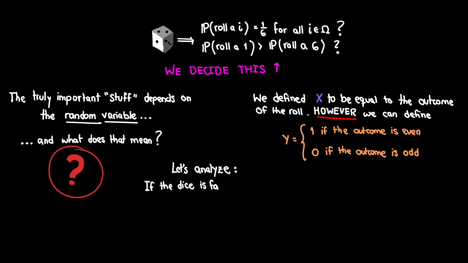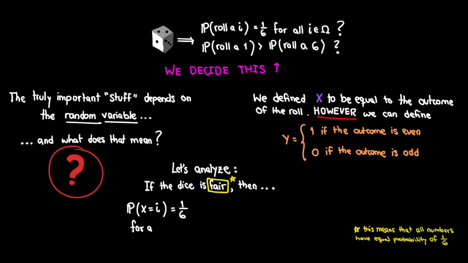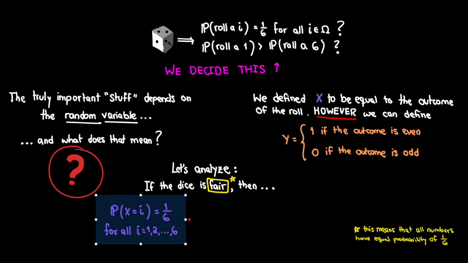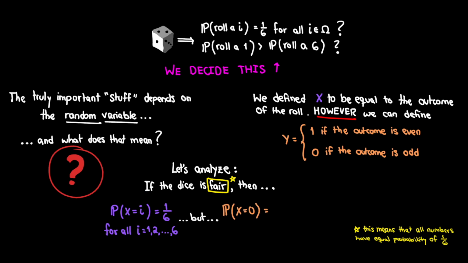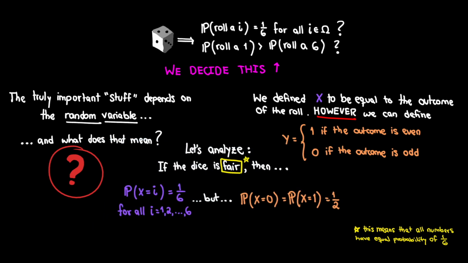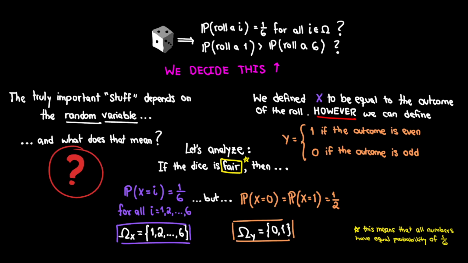Notice how, even when working over the same framework of rolling a dice, both random variables have different properties and behavior. Under the assumption of rolling a fair dice, the probability of x being equal to any integer 1 through 6 is 1/6, while for y, the probability of it being equal to either 0 or 1 is 1/2. Furthermore, both variables induce completely different sample spaces. For x, we have the set of integers 1 through 6. We'll name it omega x. Conversely, the sample space of y, which we'll call omega y, is just the set containing 0 and 1.